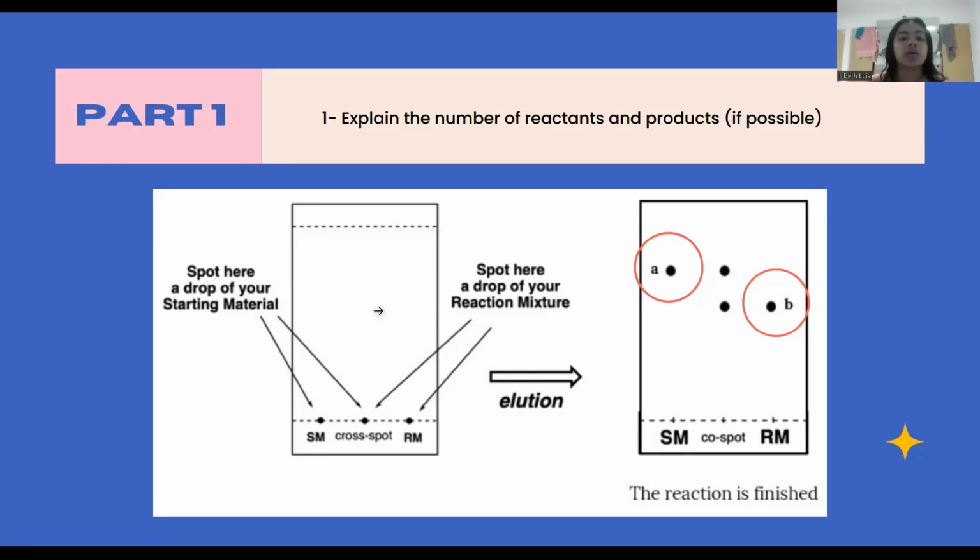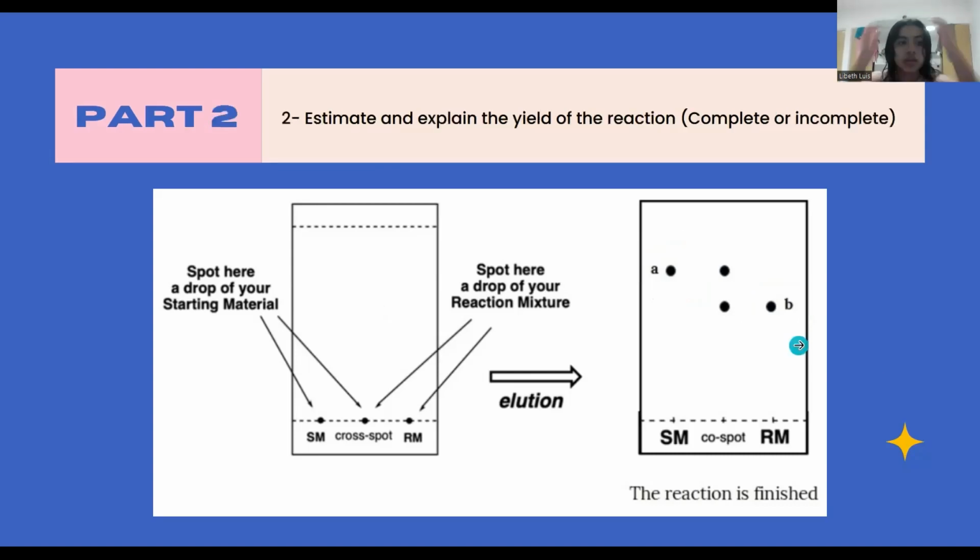In the middle lane, called the co-spot, the reagent can be observed as well as a mixture of the products, which are located one above the other. And finally, in the third lane, the RM section, the mixture of the product is seen. In this example, it's the point B.